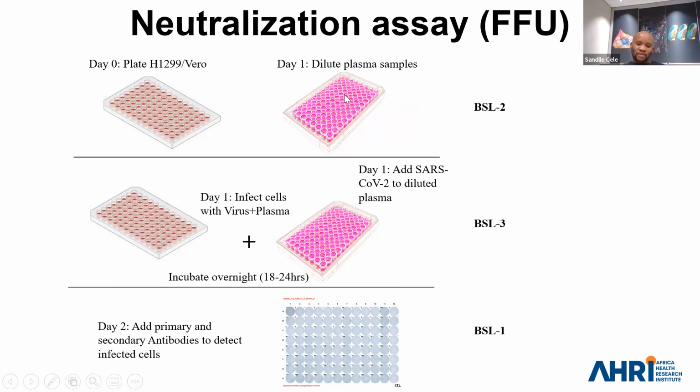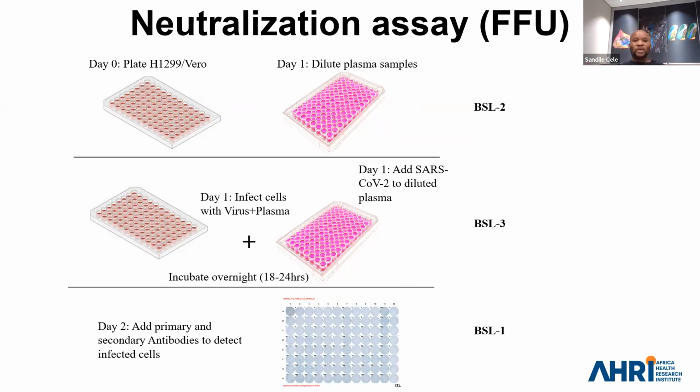So we first diluted the plasma samples, and then to these diluted plasma samples, a SARS-CoV-2 virus was added, and then we infected the cells. And then this is incubated for 24 hours or overnight, depends on the variant. Some variants we do 18 hours and some variants we do 24 hours. It depends on how fast that variant grows.